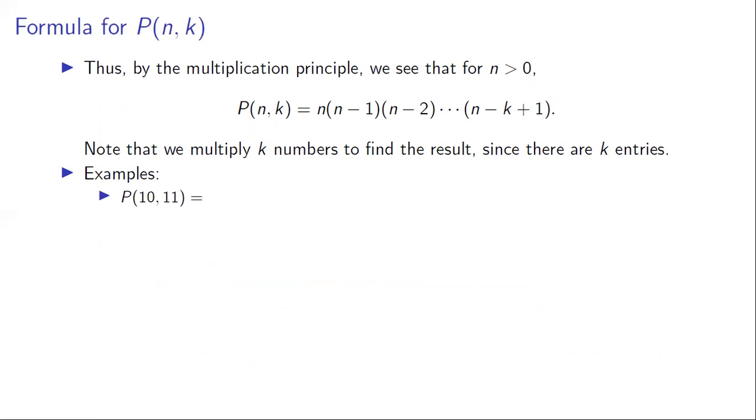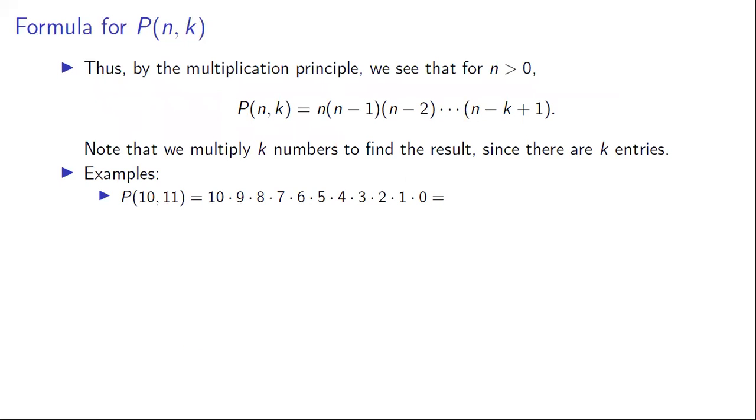So what is P of 10, 11? That would be 10 times 9 times 8. So we have to multiply 11 numbers together, right? So it's going to be 10 times, and each time we go down by 1. 10 times 9 times 8 times 7 times 6 times 5 times 4 times 3 times 2 times 1 times 0. So these are our 11 numbers.